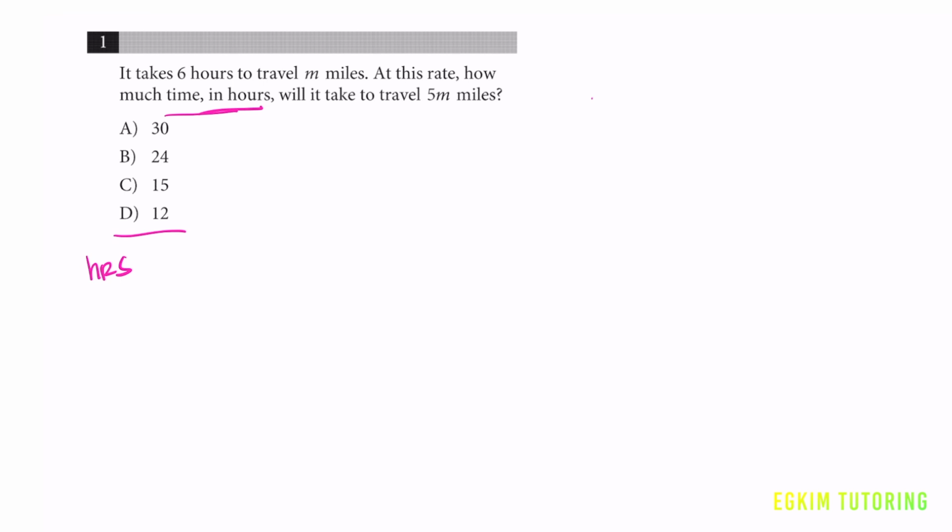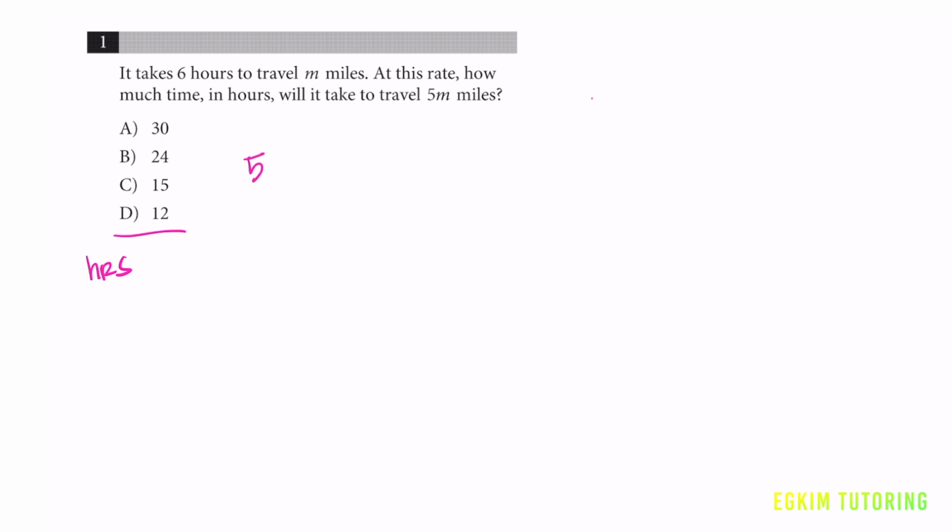So the first way is really logical. If they're telling you that you travel m miles in 6 hours, and then they're asking you for how much time it takes you to travel a distance that's 5 times as much, logically it would take you 5 times longer to travel that much. So this should just be 5 times 6, which is equal to 30 hours, which is going to be answer A.